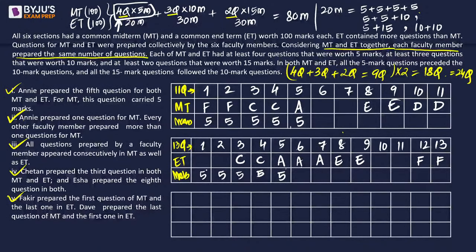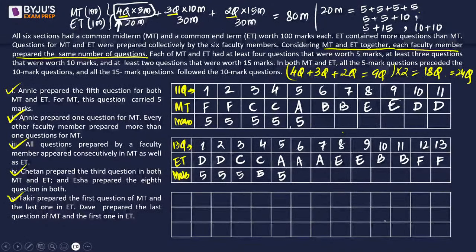And the first one in ET. So D comes here. So D comes here. The only person left is B and B. So we will be putting in B and B. So far we are able to complete which question number out of this MT and ET is being prepared by whom.